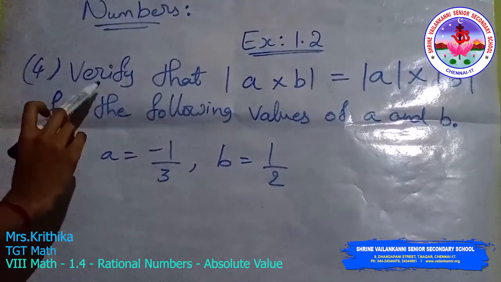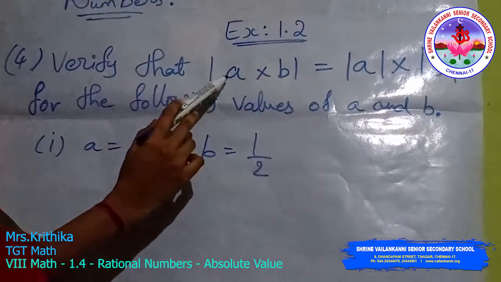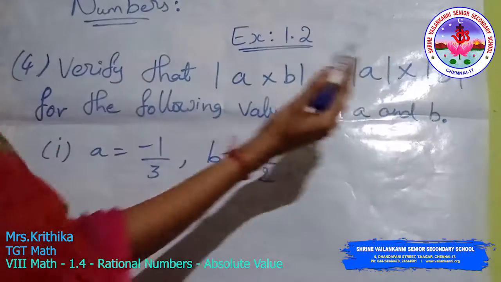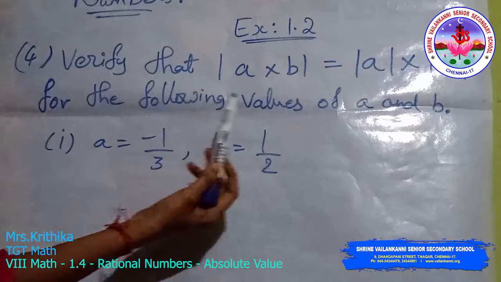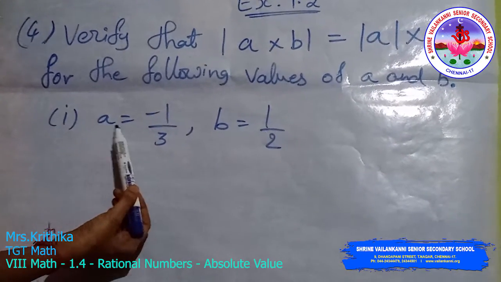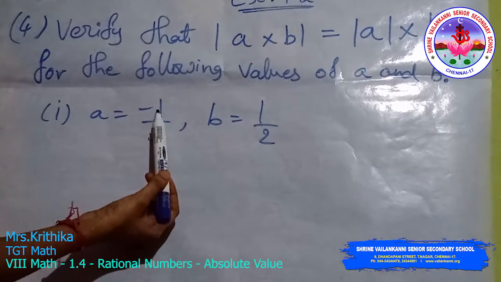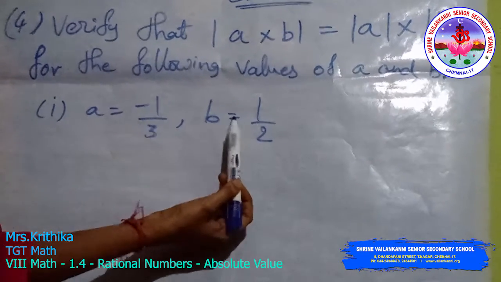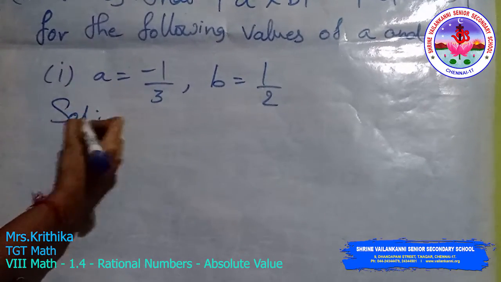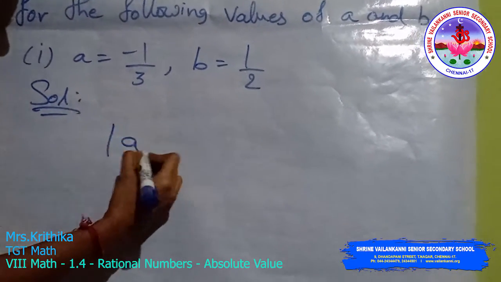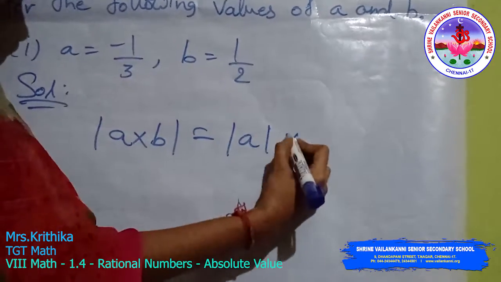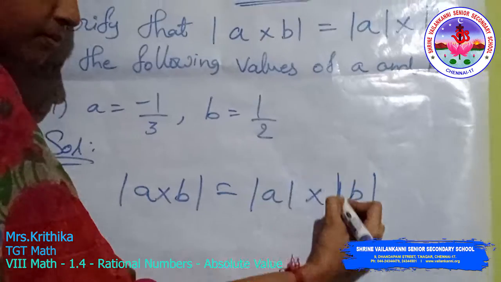Fourth question, verify that modulus of a into b is equal to modulus of a into modulus of b for the following values of a and b. First question, a is equal to minus 1 by 3, b is equal to 1 by 2. Solution: modulus of a into b is equal to modulus of a into modulus of b.